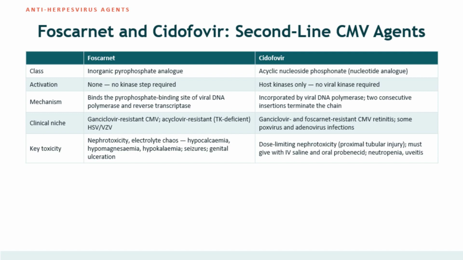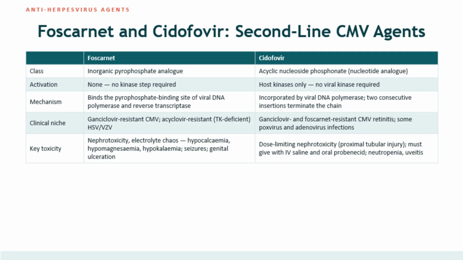That's where these two come in, and they're worth knowing because they solve the problem in a completely different way. Foscarnet isn't a nucleoside at all. It's a pyrophosphate analog, and crucially it needs no activation step, no kinase required. So thymidine kinase deficient herpes and UL97 mutant CMV are both still susceptible. Cidofovir is a nucleotide. It already carries a phosphonate group, so it also skips the viral kinase.